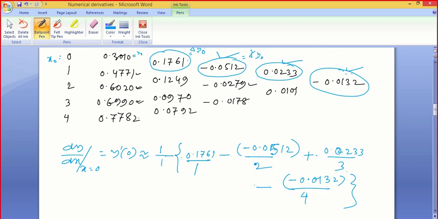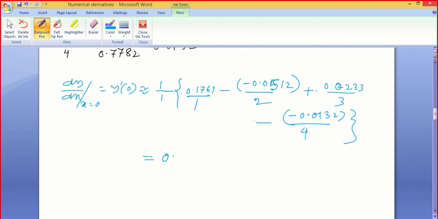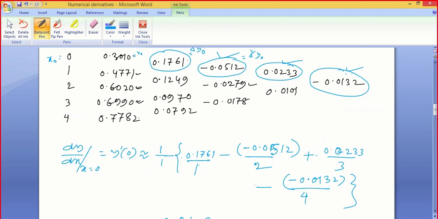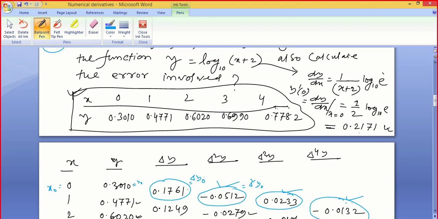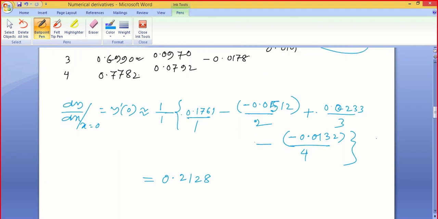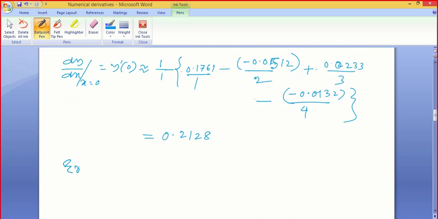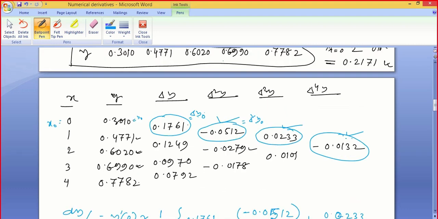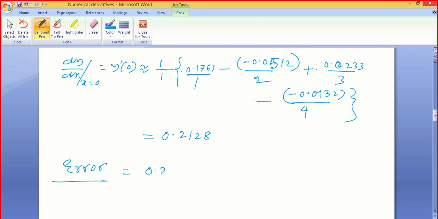So after doing this calculation, you will get the value 0.2128. You just verify it. Exact value 0.2171, approximate value 0.2128. So your error in this process is exact value 0.2171 minus approximate value 0.2128. That is your error.